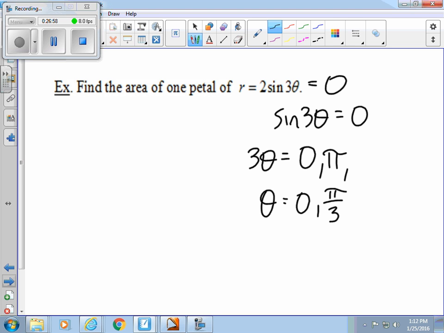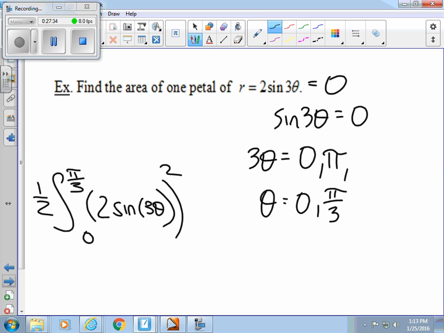Now, quick shortcut trick. This will give me the area of one petal. How many petals are there? So if I wanted the whole flower, multiply that area by 3. This is a good way to find the area enclosed in any flower. You only double when it's even. When it's odd, it's 1/2 the integral from 0 to pi over 3 of sine of 3 theta squared d theta.